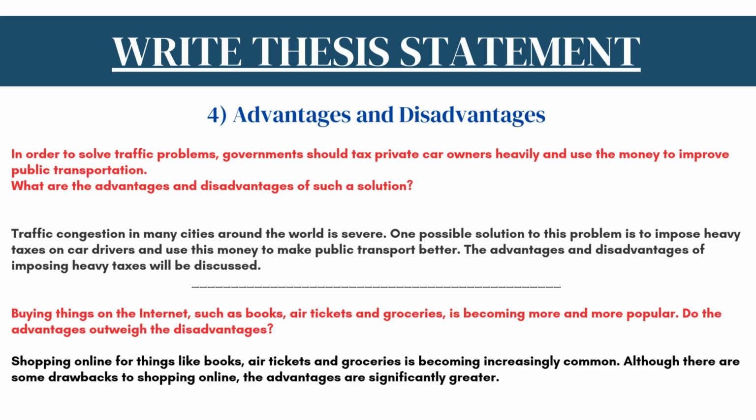Examples: advantages and disadvantages thesis. Traffic congestion in many cities around the world is severe. One possible solution to this problem is to impose heavy taxes on car drivers and use this money to improve public transport. The advantages, such as reduced congestion and better infrastructure, will be weighed against the disadvantages, including potential resistance from car owners and economic impacts. Advantages and disadvantages thesis: shopping online for items like books, air tickets, and groceries is becoming more common. While online shopping offers convenience and a wider selection, there are drawbacks such as security risks and delayed deliveries, which will be explored in detail.